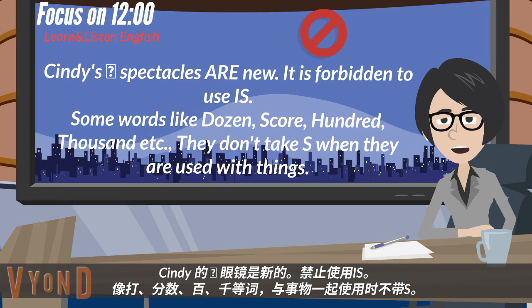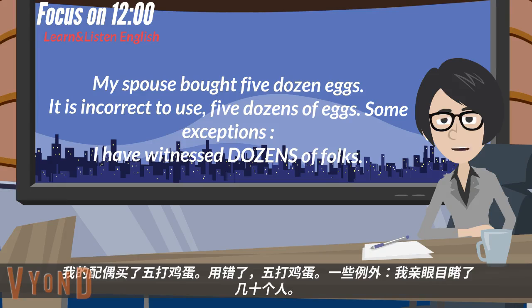Some words like dozen, score, 100, 1,000, etc. don't take s when they are used with things. My spouse bought 5 dozen eggs. It is incorrect to use 5 dozens of eggs. Some exceptions: I have witnessed dozens of folks.